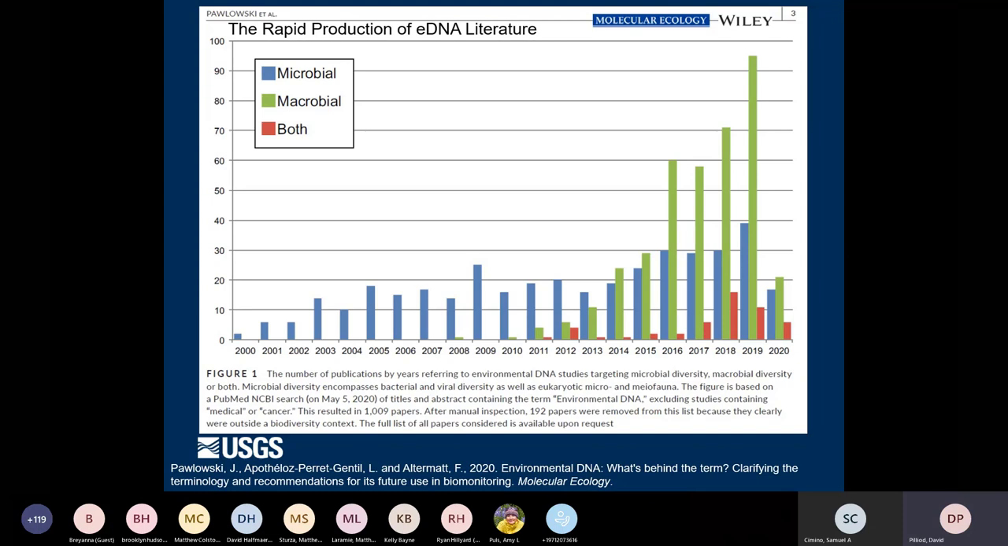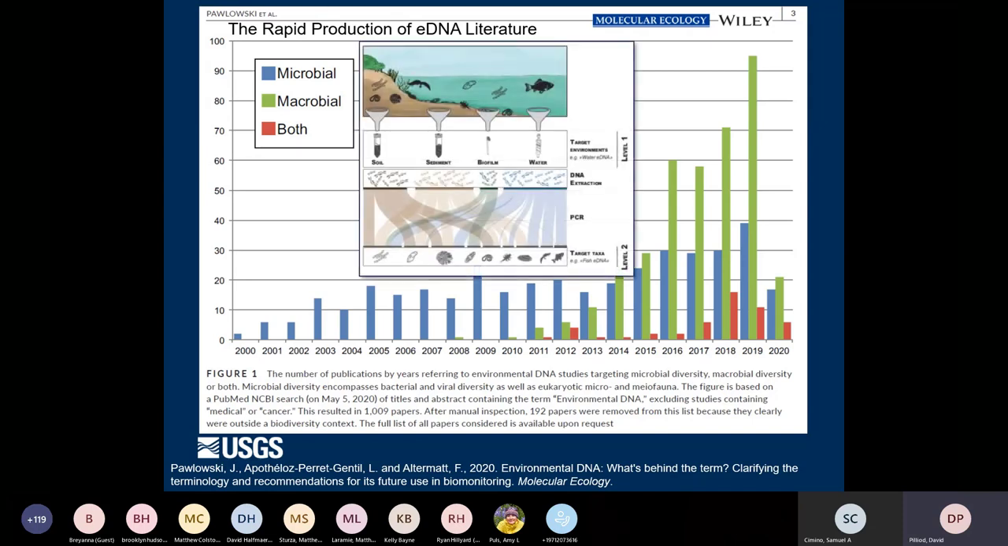It's covering microbial and macrobial together in the same papers. But you can see this is a very rapid growth. The other thing that Jan has emphasized in this recent paper in Molecular Ecology is that if we are to embrace both in the eDNA field, we need to be clear about what the target environments are, whether it's soil, sediment, biofilm, or water. They left out air here because it's such an emerging field.